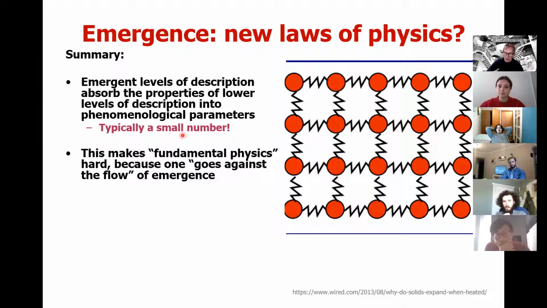But because the flow of emergence is to larger scales and larger time scales and lower energies, then when you're trying to do fundamental physics, you're kind of going the wrong way. The reason for that is something we'll talk about a little later, which is universality. What universality means is that different microscopic descriptions can have the same description at a macroscopic level. So the mapping of going from one level of description to a higher level of description is many to one.